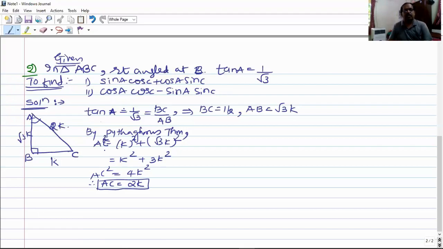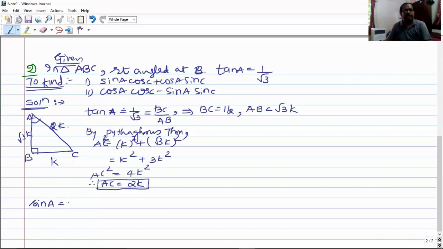So students, now if you know all three sides of a triangle, the remaining part is very easy. To get the values of the trigonometric expression given, we need the values of sin A, cos A and sin C, cos C. If we are able to find these four trigonometric ratios, we can find the value of the given expression. So let's find them. First we find sin A and cos A.